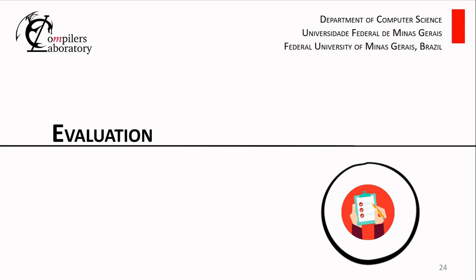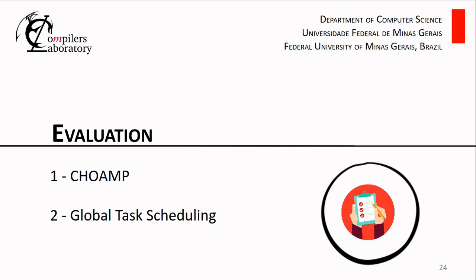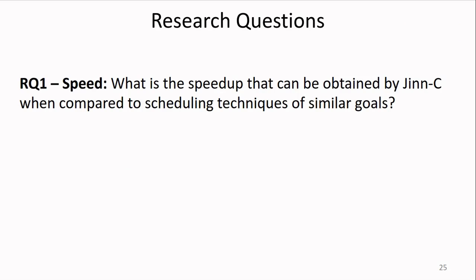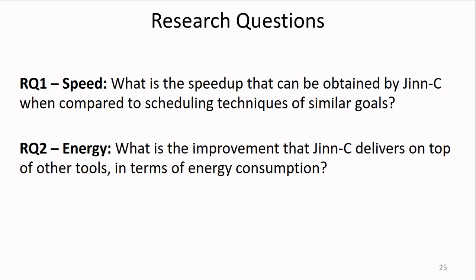So let's go to the evaluation of this technique, and we are going to compare our GCC compiler against Chomp and the global task scheduling that were both introduced earlier in this presentation. And we want to answer two research questions in this work. The first one is about speed. So what is the speedup that we can obtain when we generate applications with our GCC compiler? And the second research question is related to energy. So what is the improvement that we can deliver on top of similar tools?